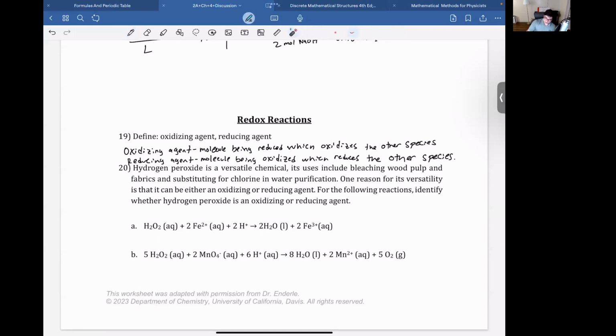So let's look at what's happening here. You see the iron. You're generally going to look at the metal. The iron goes from 2 plus to 3 plus, which means the iron is being oxidized because it's going up in charge. Because the iron is going up in charge, it's being oxidized, which means it's the reducing agent, or hydrogen peroxide is being reduced, which makes it the oxidizing agent.